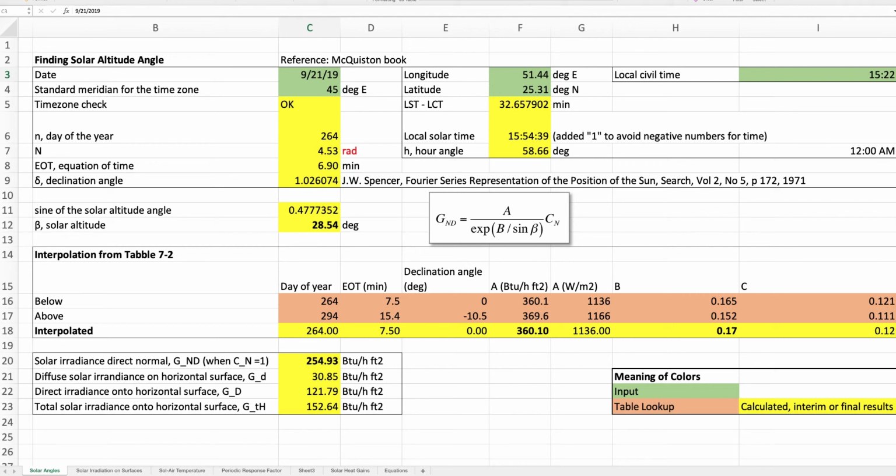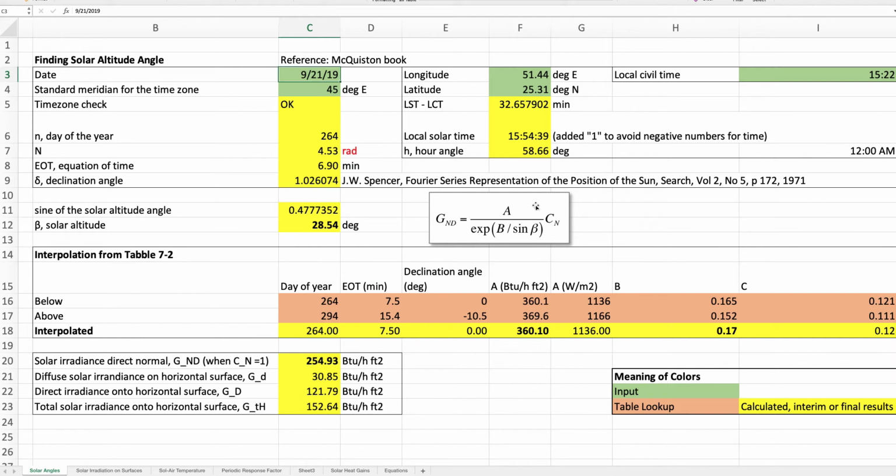Solar radiation is a big part of cooling load calculation. In this course, we use Excel spreadsheets to handle solar radiation calculations. Let's begin here. I'm going to show you a spreadsheet that does the basic solar radiation calculation, including solar irradiance, the direct normal solar irradiance, the diffuse solar irradiance on a horizontal surface, the direct irradiance onto a horizontal surface, and hence we can calculate the total solar irradiance onto a horizontal surface.